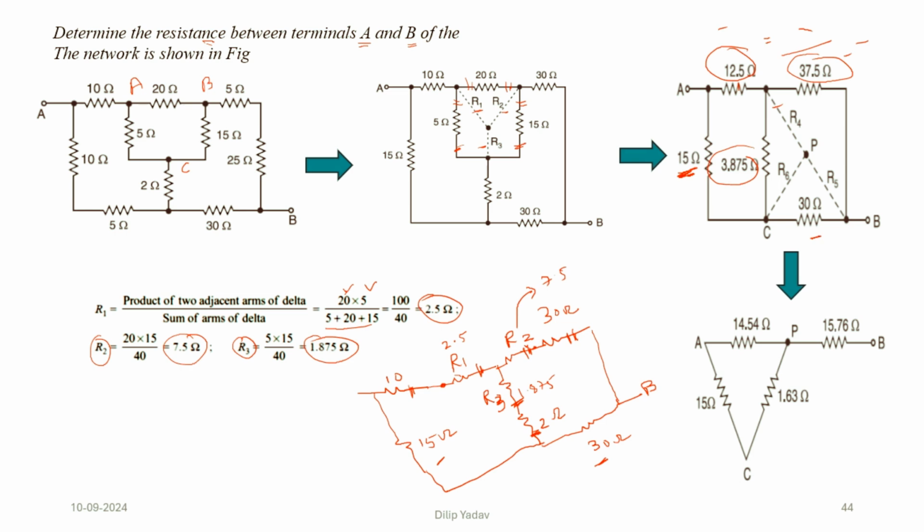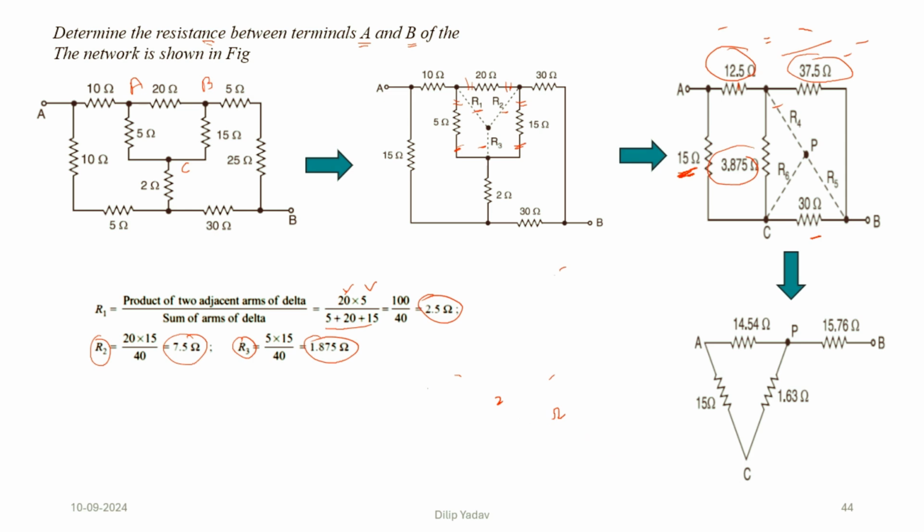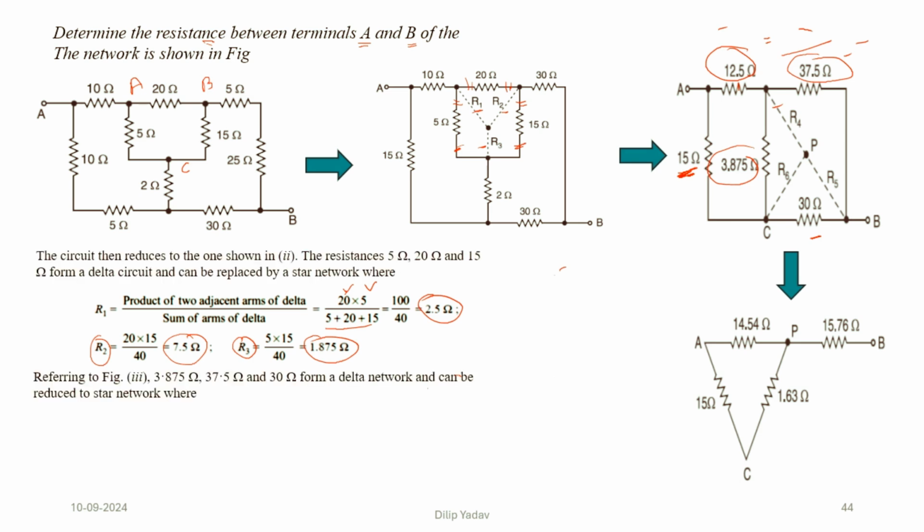Now we can see again that it is a delta transformation; it is forming a delta. So we need to convert it into R4, R5 and R6. We need to find the values of R4, R5 and R6. How are we going to do this? The same process again: the branches that are connected, we can directly calculate. If we go for R4, we are going for this R4.